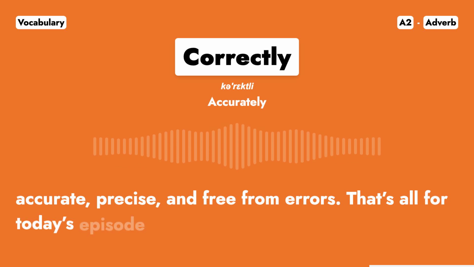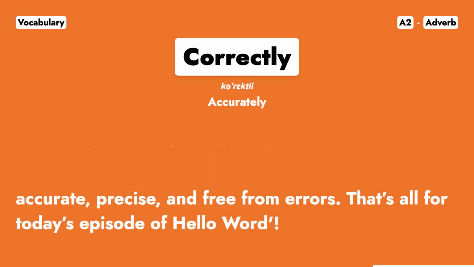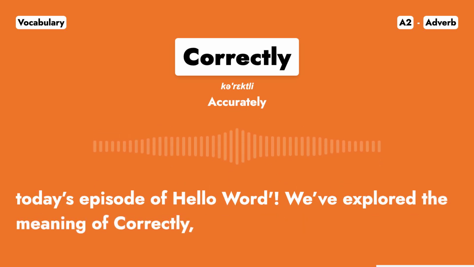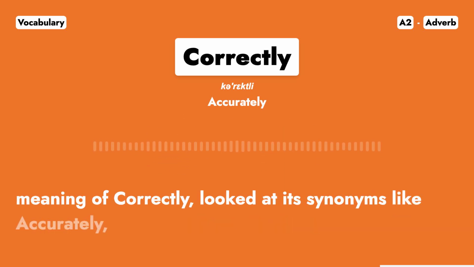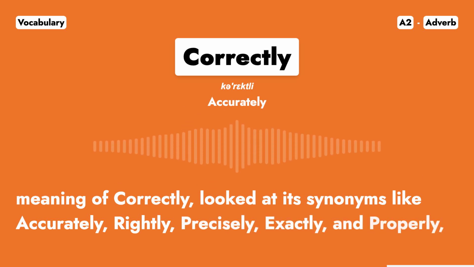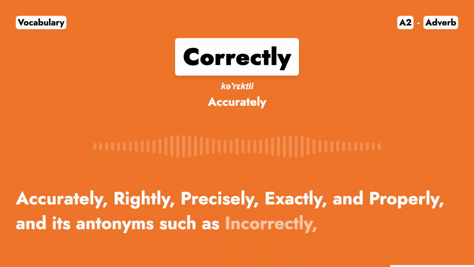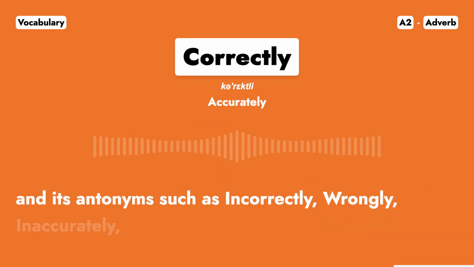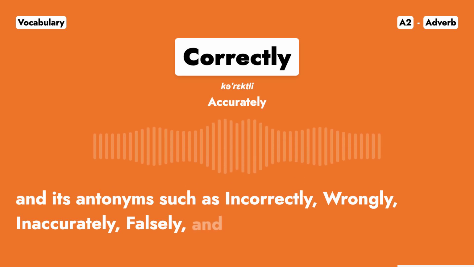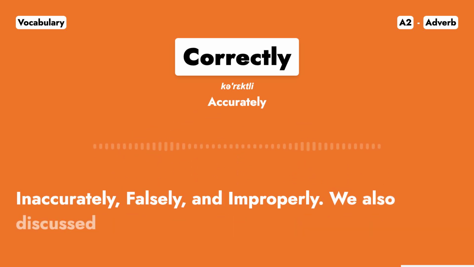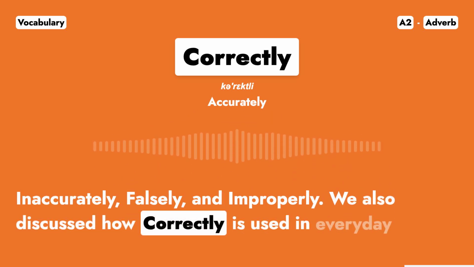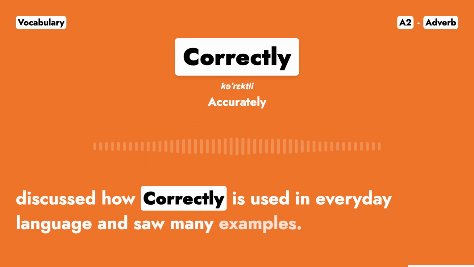That's all for today's episode of Hello Word. We've explored the meaning of correctly, looked at its synonyms like accurately, rightly, precisely, exactly, and properly, and its antonyms such as incorrectly, wrongly, inaccurately, falsely, and improperly. We also discussed how correctly is used in everyday language and saw many examples.